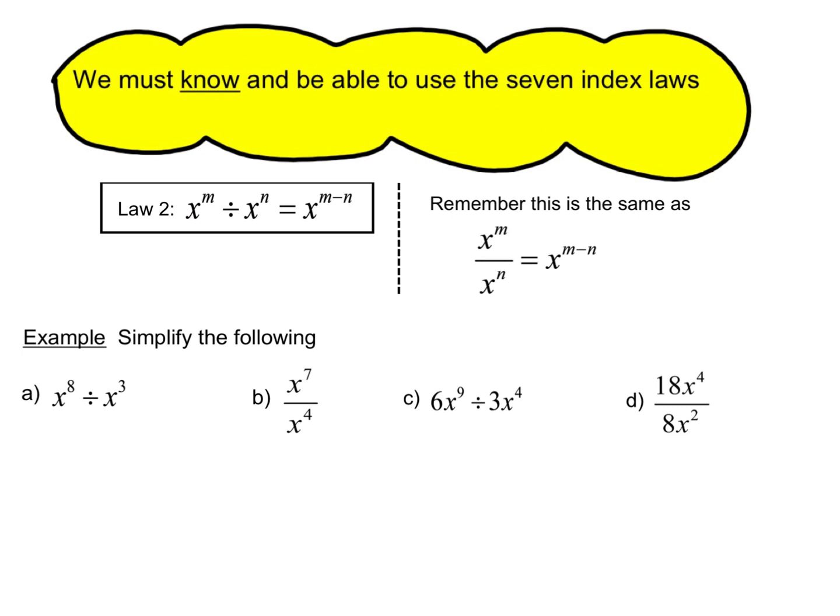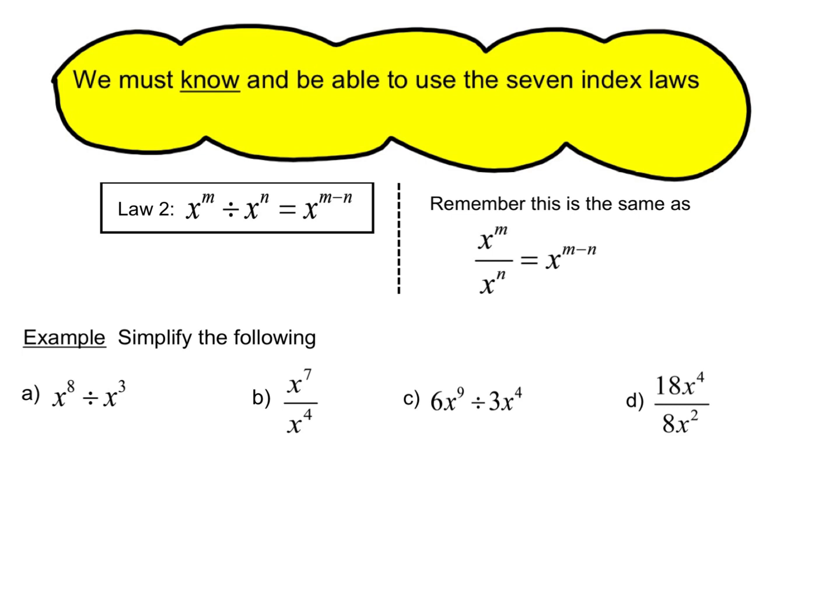One of the things to be aware of here is the different ways we can write division. So division can be written like this, or x to the m divided by x to the n can also be written like this as a fraction. So the same rule applies. When we're dividing indices, we subtract the index number here. So we'll go through a few examples quickly and then we'll try a few yourself.